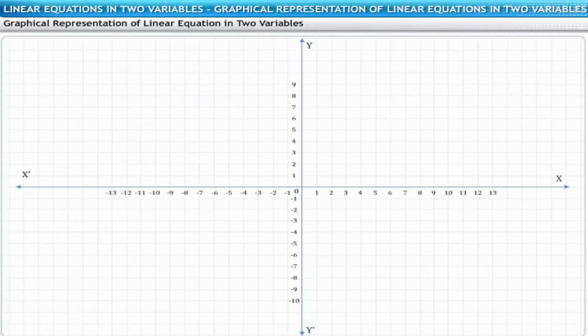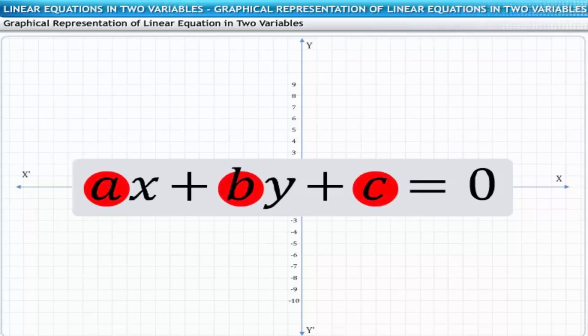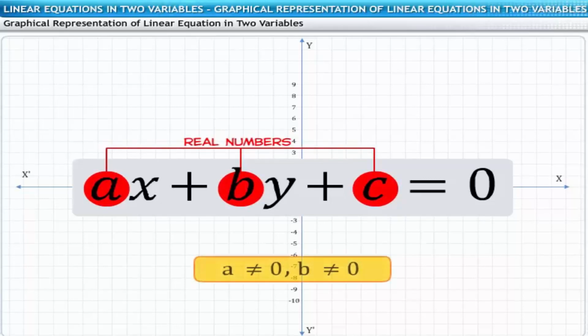Before learning how to represent a linear equation in two variables, let's review our understanding of its definition. An equation in the form of ax plus by plus c equals 0, where a, b and c are real numbers and a and b are not both 0, is called a linear equation in two variables.